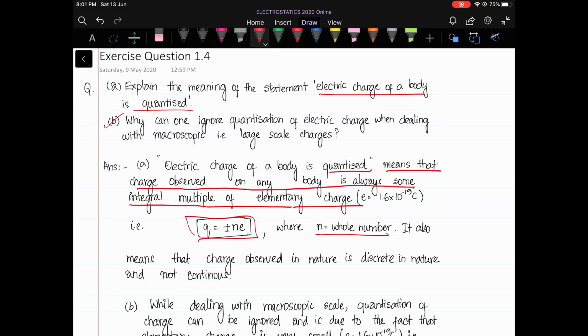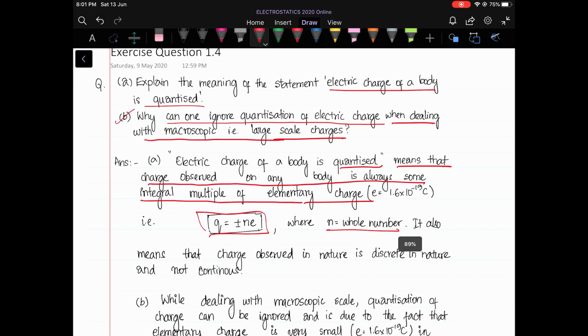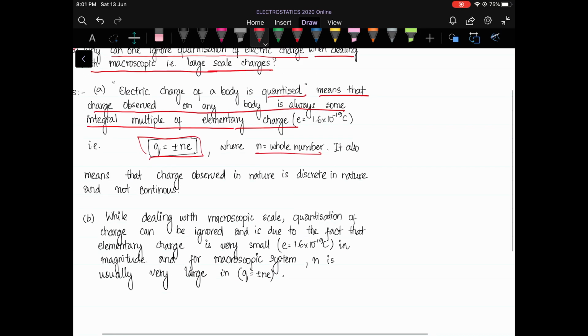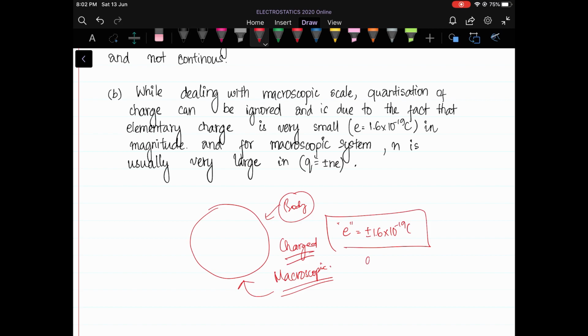Now the next question, there is something to discuss here. Why can one ignore quantization of charge while dealing with macroscopic or large scale charges? To understand this question, let's say we have a body that is charged. Now since it is a macroscopic body, the amount of charge gained by this will be quite large, and the value of each elementary charge, which is plus or minus 1.6 × 10^-19 coulombs, is going to be quite small.